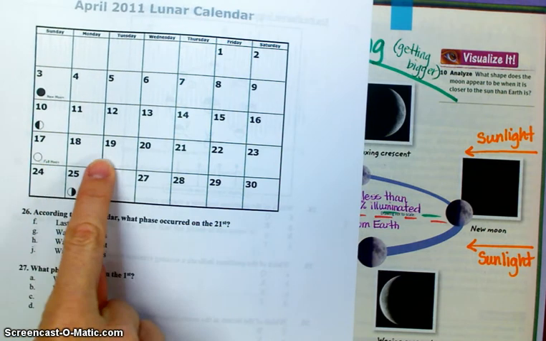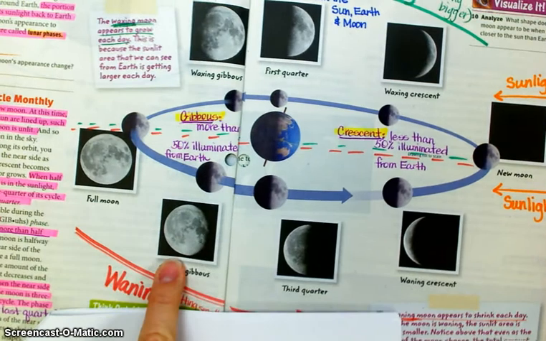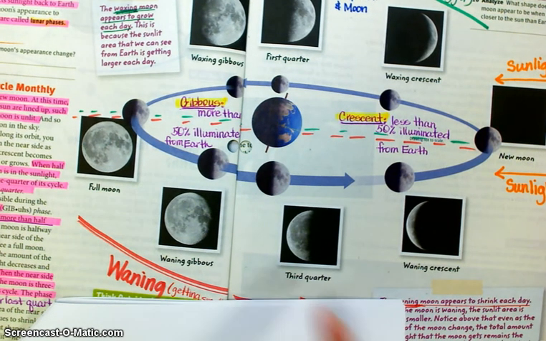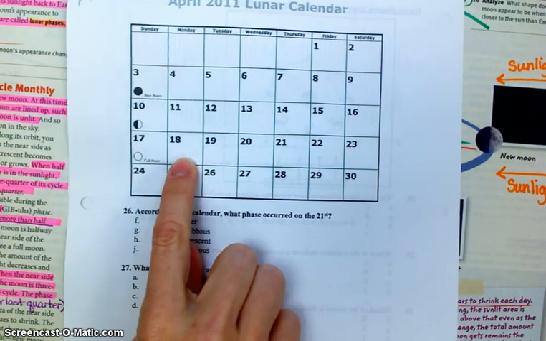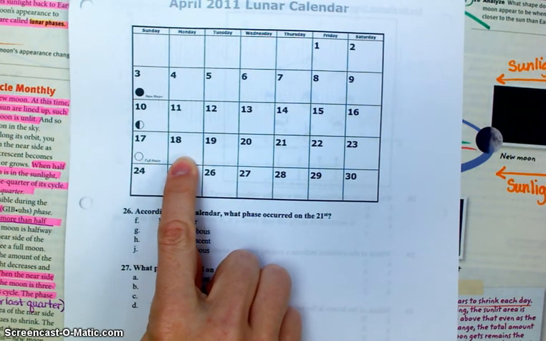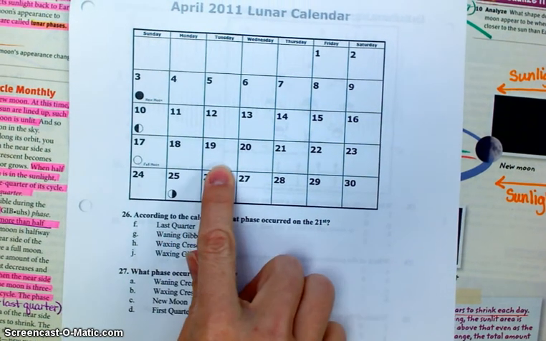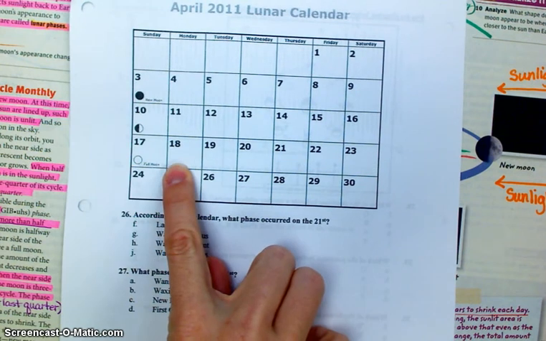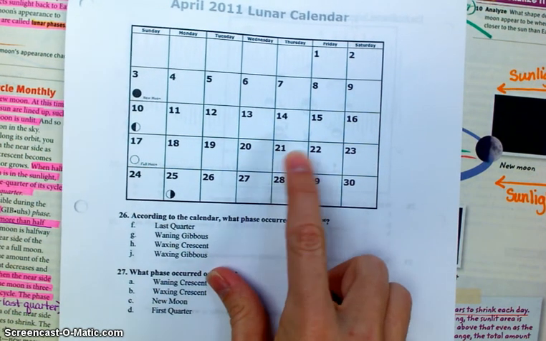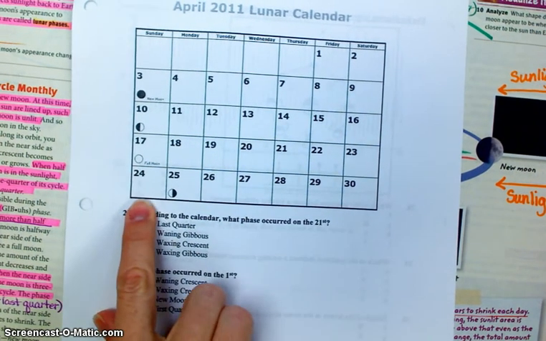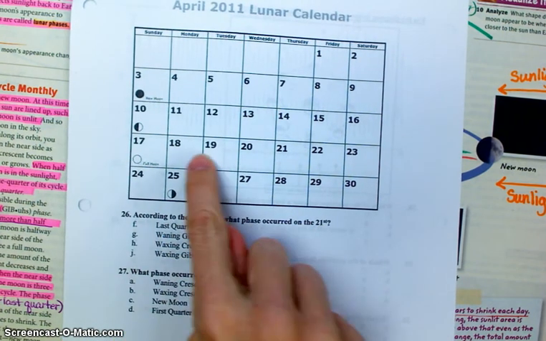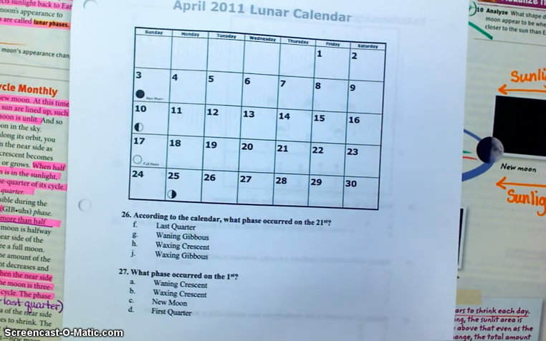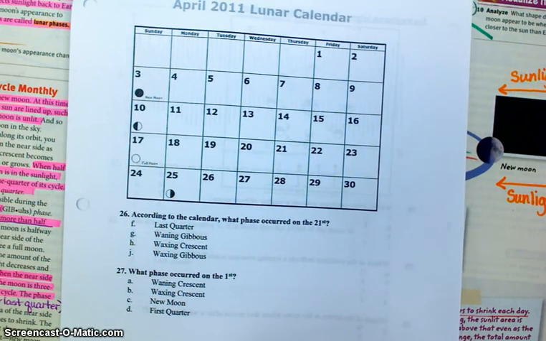And the whole time in here is going to be waning gibbous because you don't get to third quarter until the 25th. So this is waning gibbous, almost full, but not quite. Waning gibbous, a little bit smaller than the one the previous night. Waning gibbous the whole time in here. So the 21st is going to be a waning gibbous.